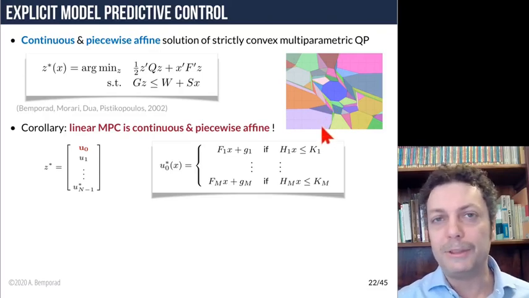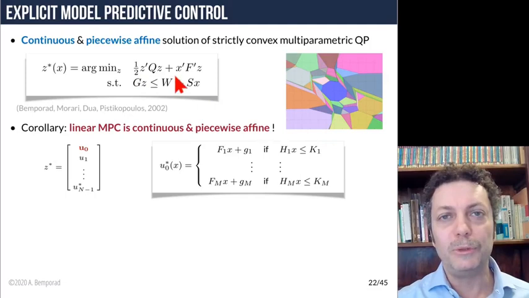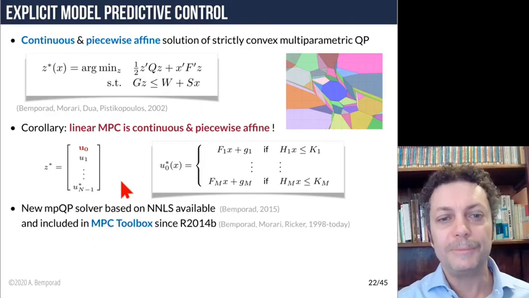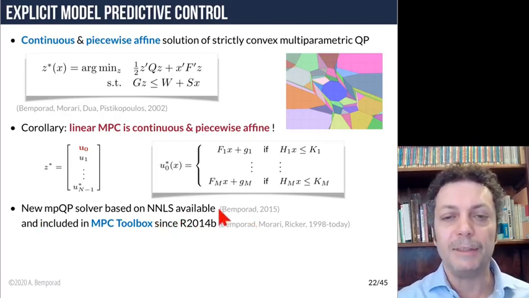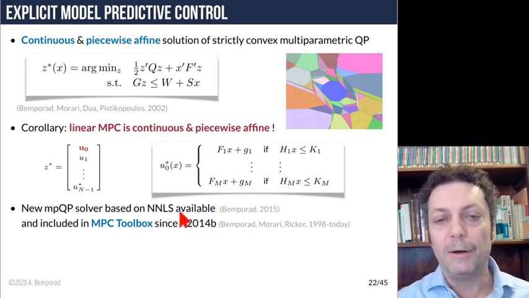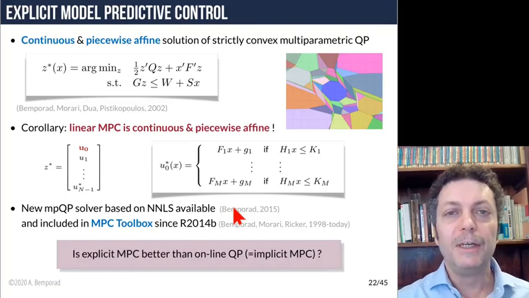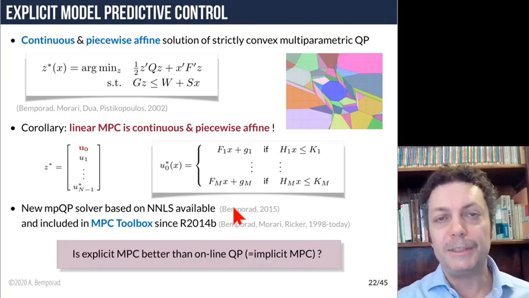So actually, even if you don't implement the controller using multiparametric programming, so as an explicit function, even if you solve the QP problem online, you know that what you are applying is a continuous piecewise affine control law. And this is now implemented in the MPC toolbox starting in the release 2014b. And the algorithm implemented in the toolbox is based on a multiparametric quadratic programming solver using non-negative least squares to do the computational geometry that is described in this paper. So the question is whether implicit MPC is worse or better than explicit MPC.